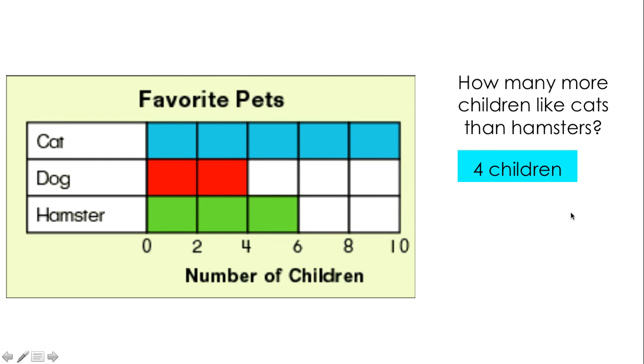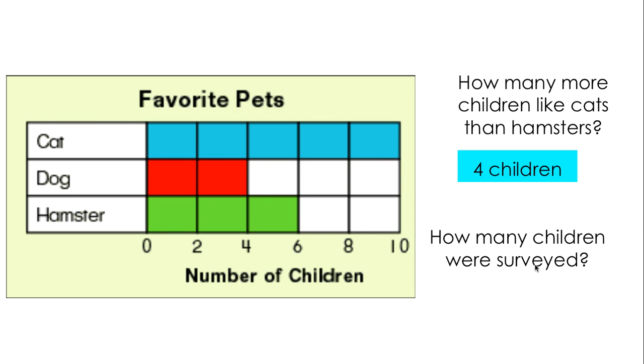All right, let's do another question. How many children were surveyed? In order to get this, you have to add up all of the data from it, because you're looking at the surveyed people or how many people actually said their favorite pet. So you would have to add up all of the cats, all of the dogs, and all of the hamsters to find this answer.